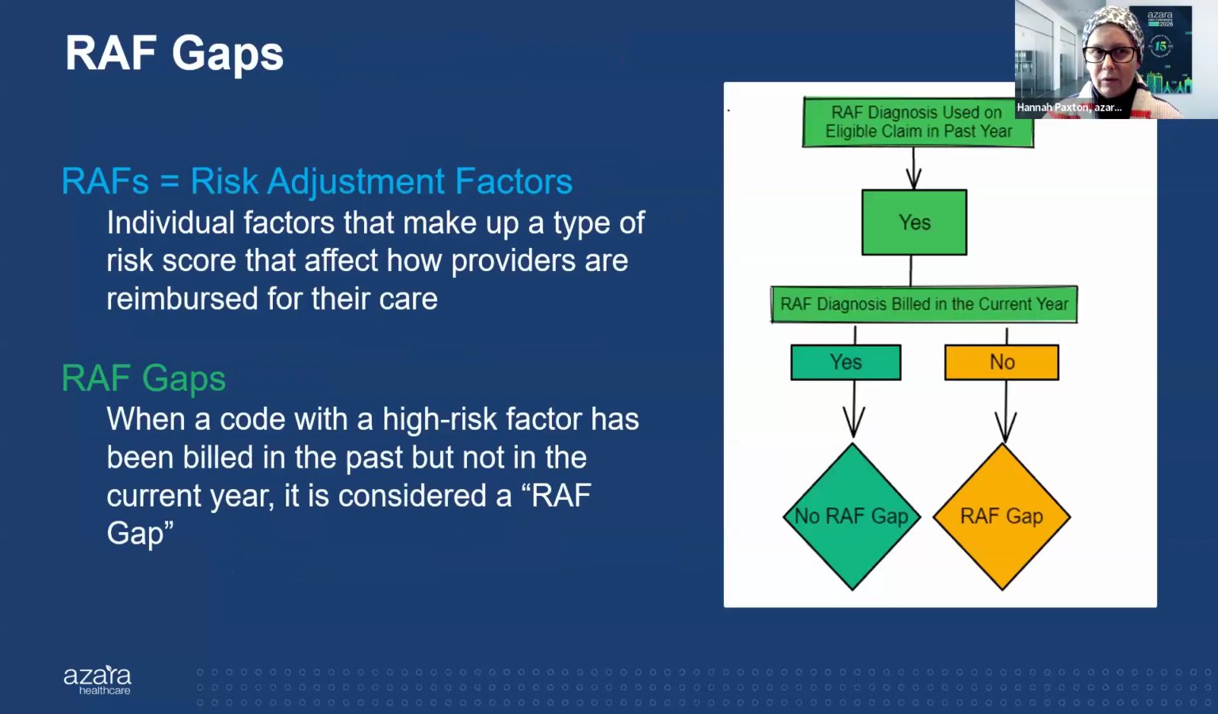When we talk about RAF gaps, the first thing is, what is a RAF? And that simply is the risk adjustment factor. So these are individual factors that make up the risk score, and it helps to determine how the provider is reimbursed for the care they provide. And gaps are going to be when a code has been billed in the past, but not in the current year, then we're going to refer to it as a RAF gap.